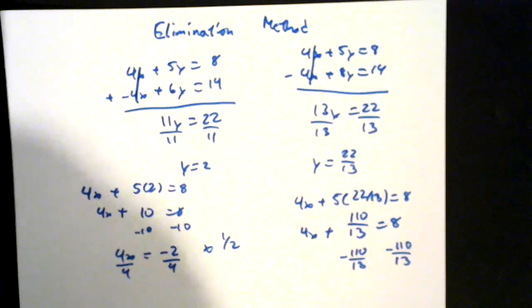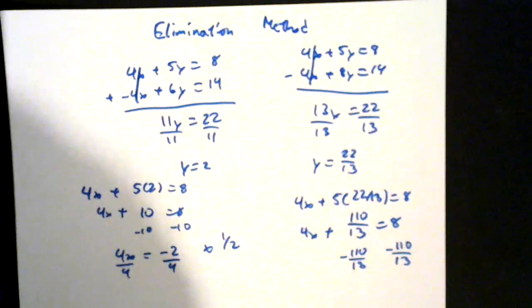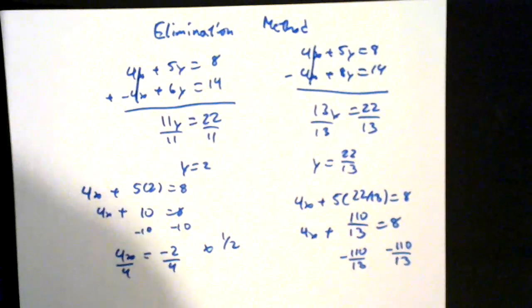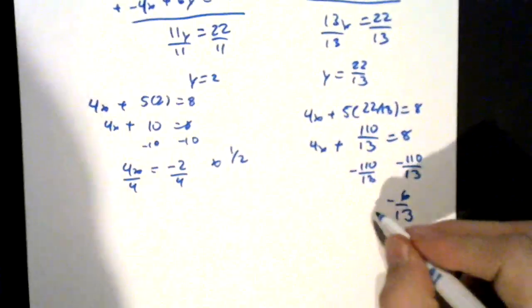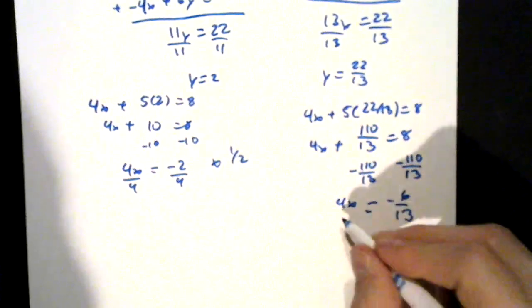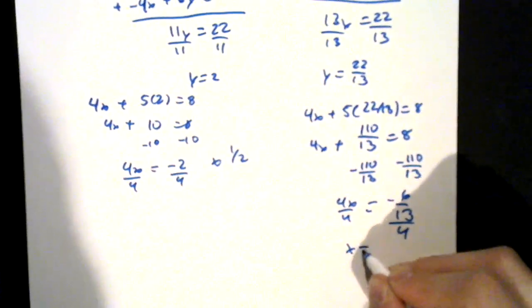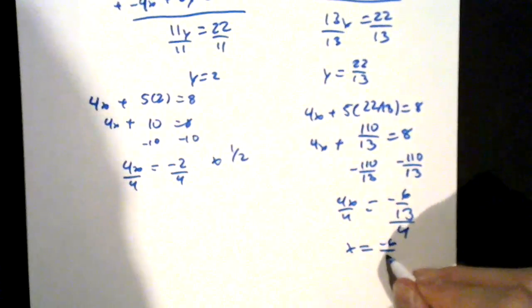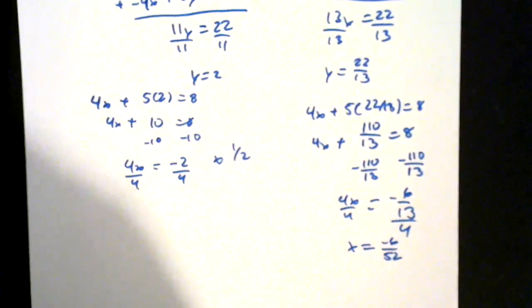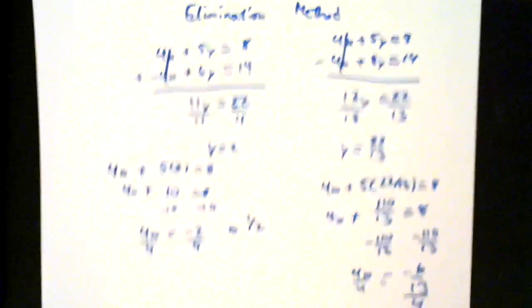So you take 110 divided by 13, or 8 minus 110 over 13, and you get negative 6/13 on this side equals 4 divided by 4, which is the same as multiplying by 1/4, and x equals 13 times 4, negative 6 over 52. So that's basically the elimination method.